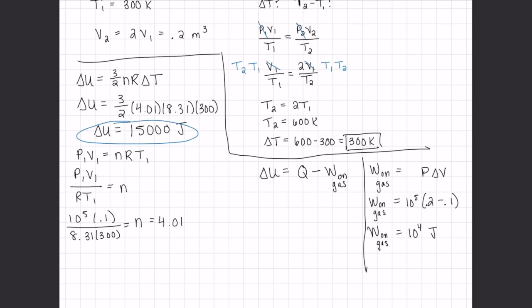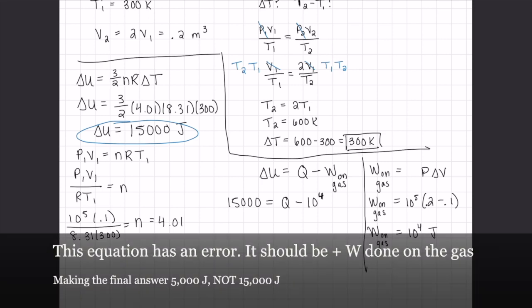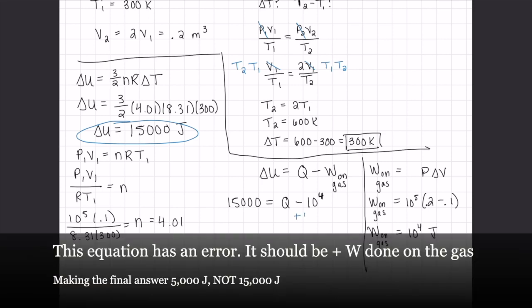And then finally plugging everything into our thermodynamic equation, we'll have 15,000 equals Q minus 10,000, or yeah, that is 10,000, not 10 to the 4. We'll add our 10,000 to the other side, and we would get 25,000 joules is the amount of heat added to the gas. All right, and there you have it.